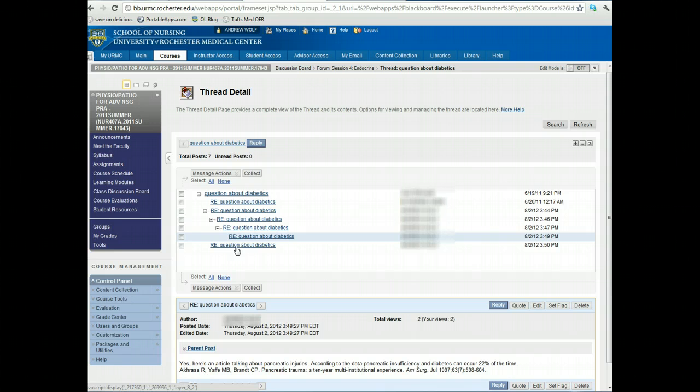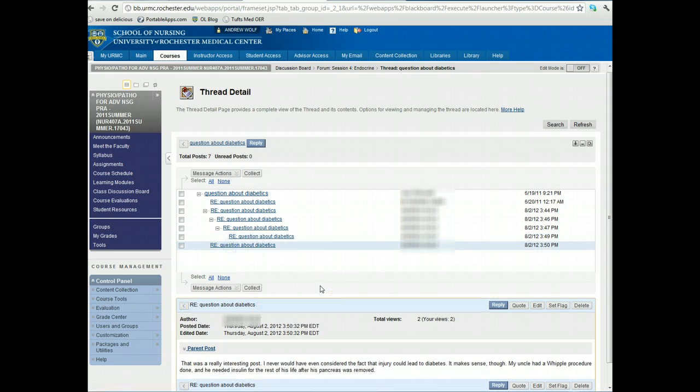And then after that little side discussion, we have something that relates back to the initial question, just saying that this is an interesting fact. "I've never really considered this before. It makes sense though, because my uncle had a Whipple procedure done and he needed insulin for the rest of his life." So that's not responding to that debate about whether or not it's possible. It's responding to the initial question. So this is a good example of what a threaded discussion looks like.